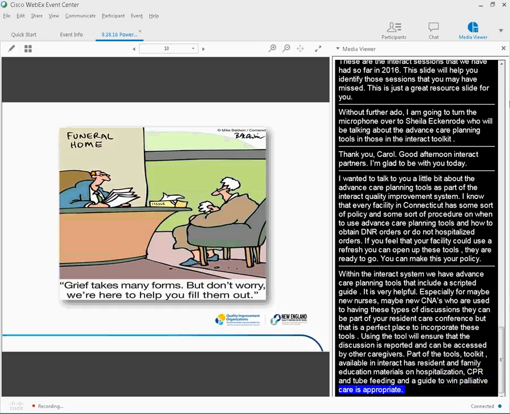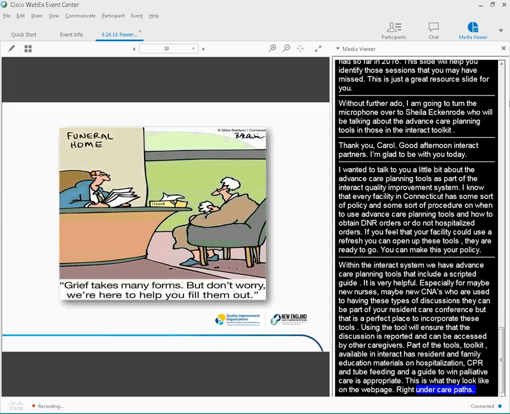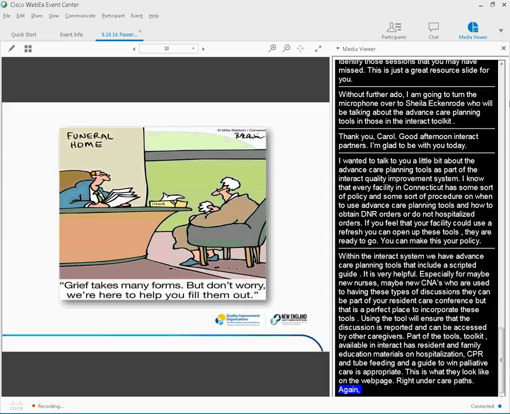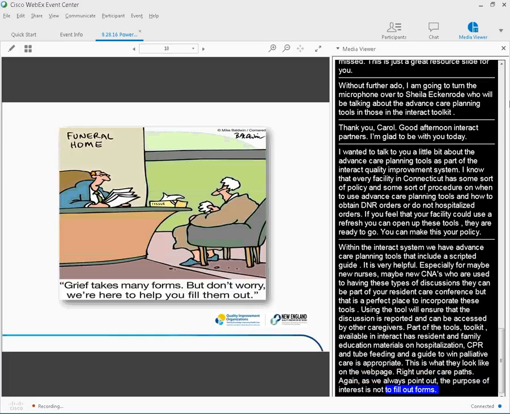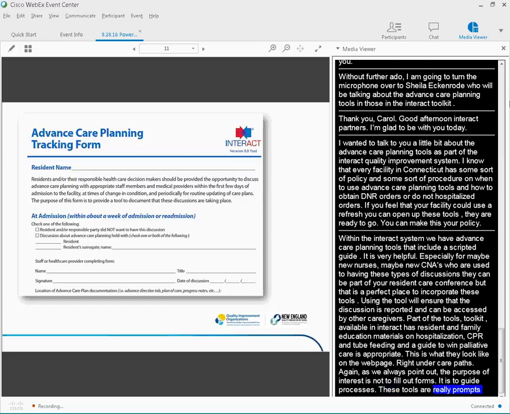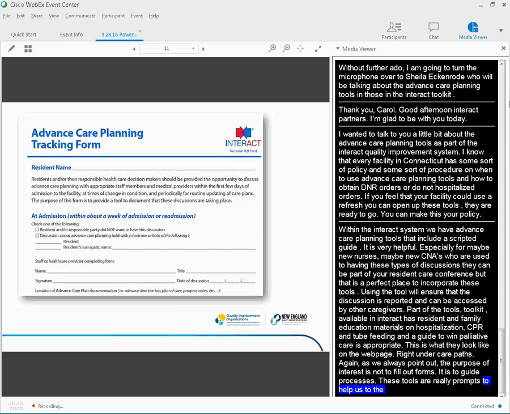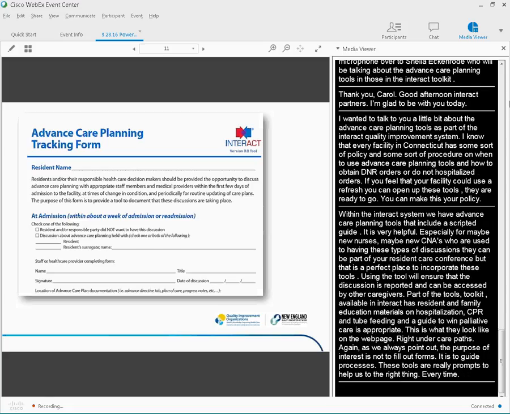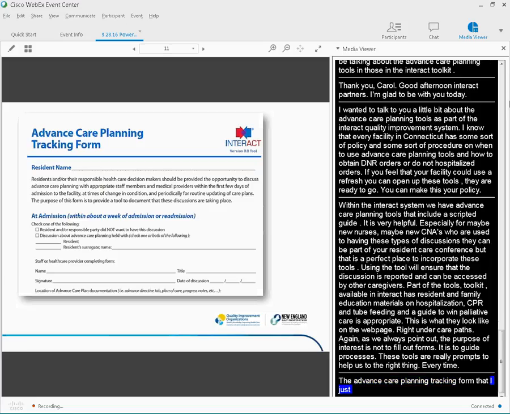So again, as we always point out, the purpose of Interact is not to fill out forms, it's to guide processes. These tools are really prompts to help us do the right thing every time. The advanced care planning tracking form that I just mentioned is really simple. It's just, did you have the discussion or not? And if you didn't, why not?